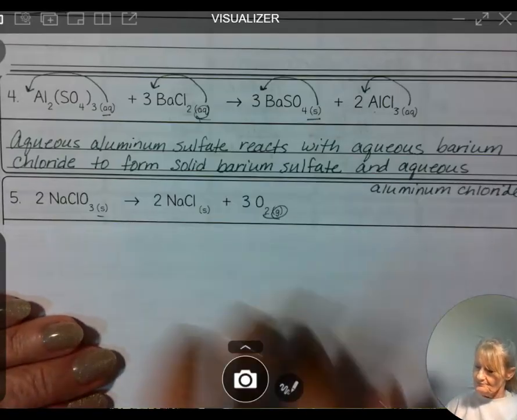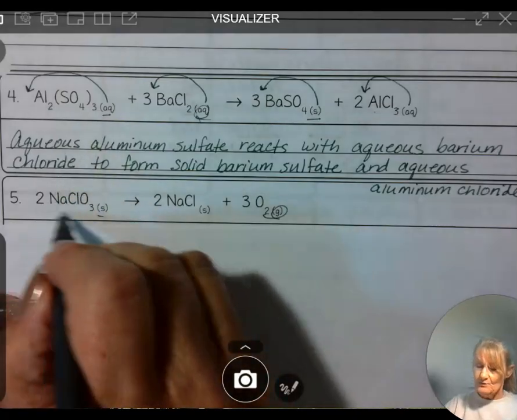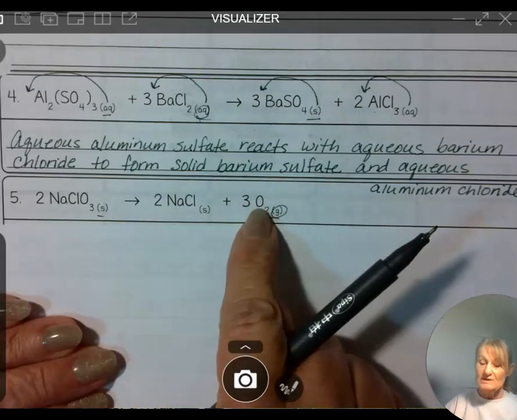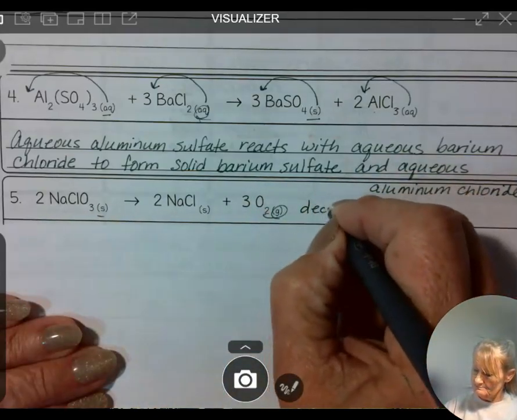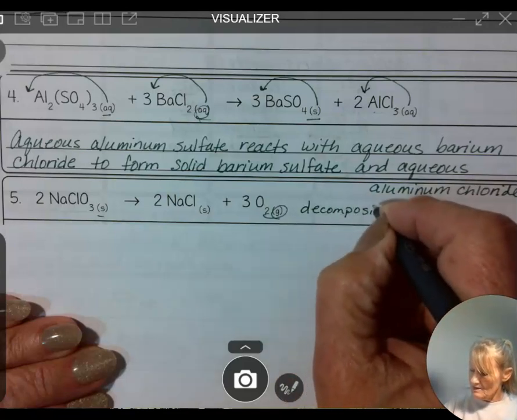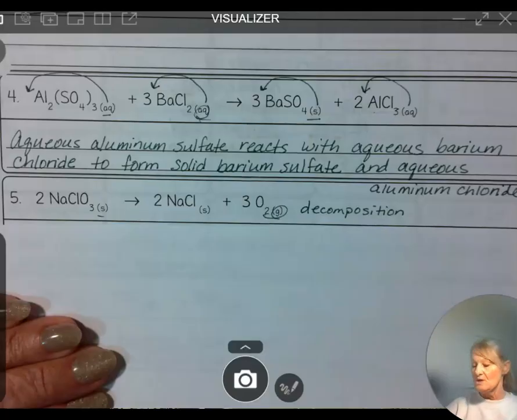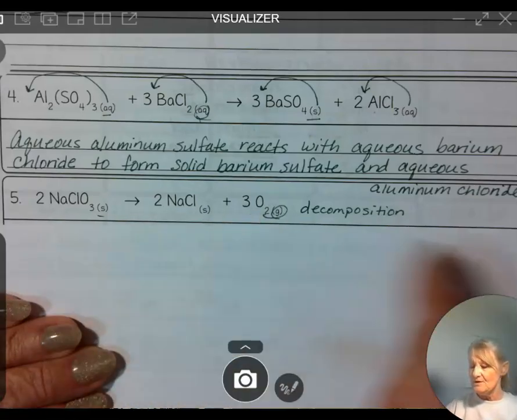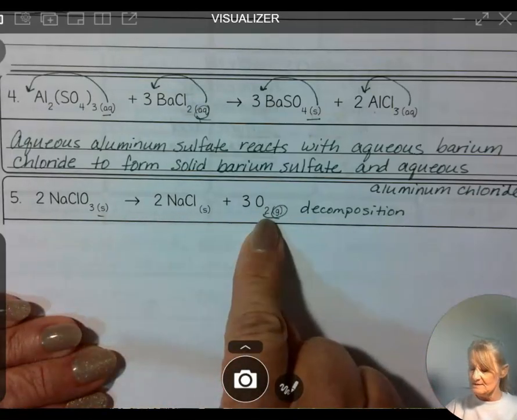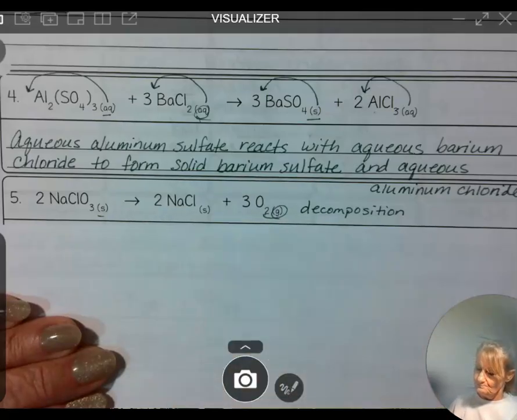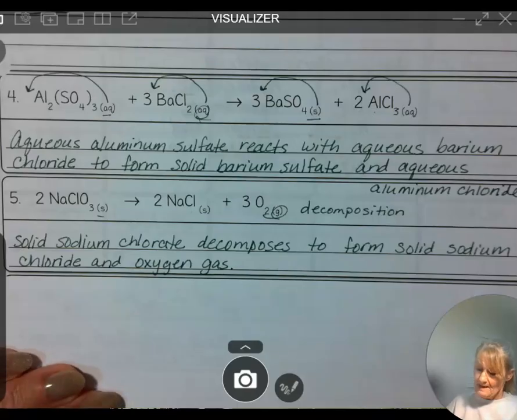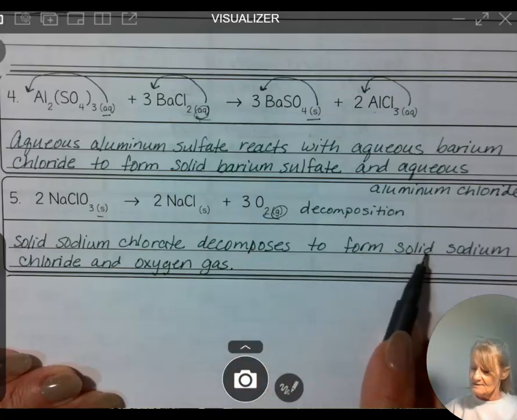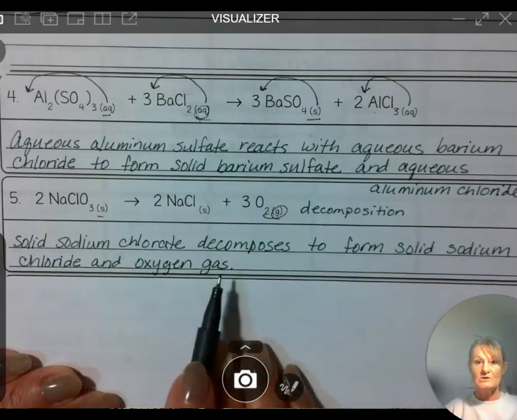Now, this here, when you have one reactant here, so I don't have 2 things, there's no plus sign here, and it forms 2, this is actually a decomposition reaction. And we'll learn about all the different types. Okay, decomposition. So we say this decomposes to these 2. So take a minute and see if you can figure it out. So this decomposes to form these 2. Okay, and the answer is solid sodium chlorate decomposes to form solid sodium chloride and oxygen gas.